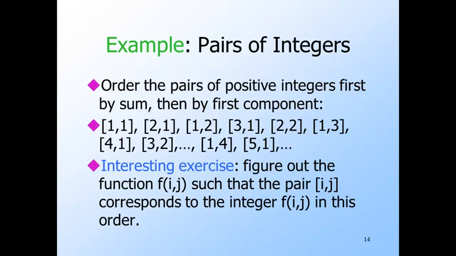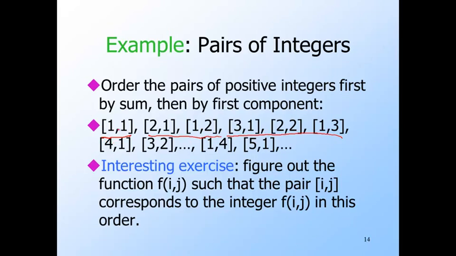Thus, 1,1 comes first. It is the only pair with a sum of 2. There are two pairs with a sum of 3, these guys, and we put 2,1 ahead of 1,2 because it has the higher first component. Then come 3 pairs with sum 4, these 3, again ordered by the first component.